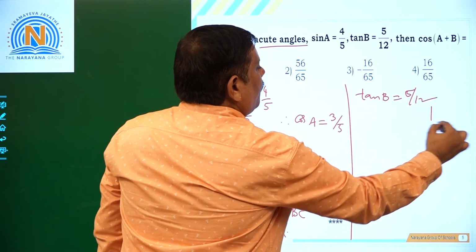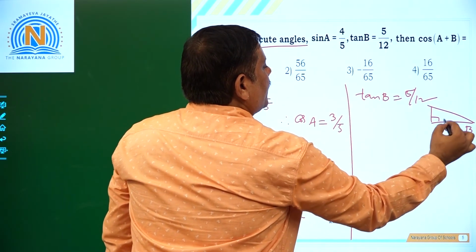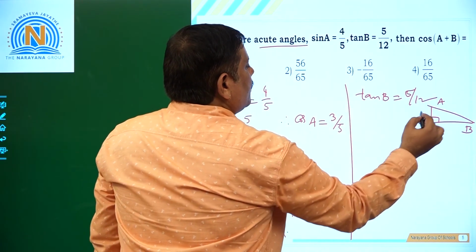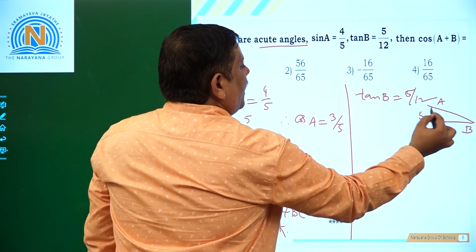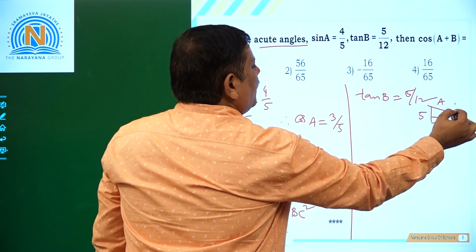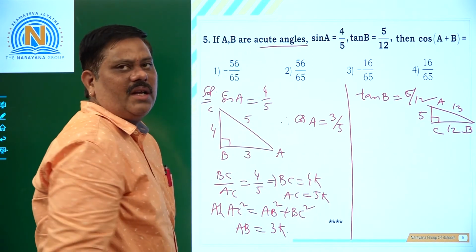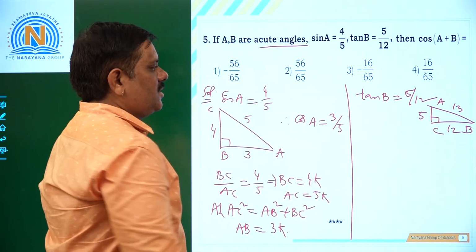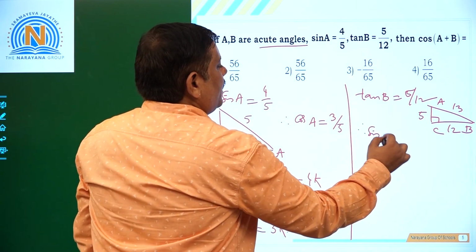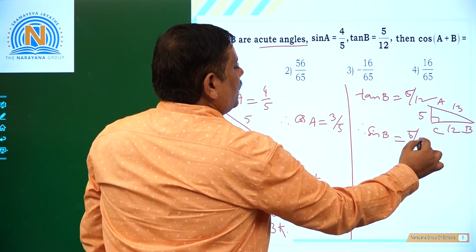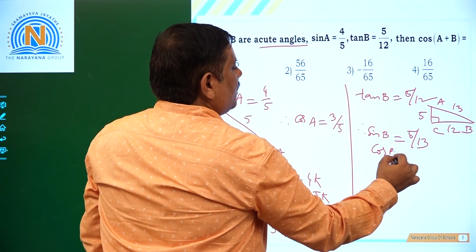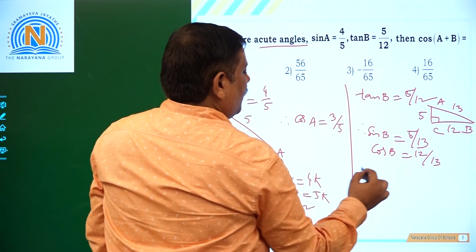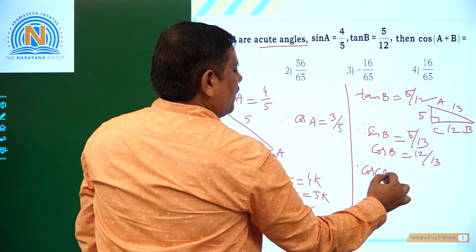Then if you take the triangle here, it is angle B, it is a right triangle. As tan is 5 times and 12 times, automatically the hypotenuse will be 13 if you use the concept of Pythagoras. Therefore, you can say sin B is 5 upon 13, cos B is 12 upon 13. Therefore, what do you need now? Cos of A plus B.